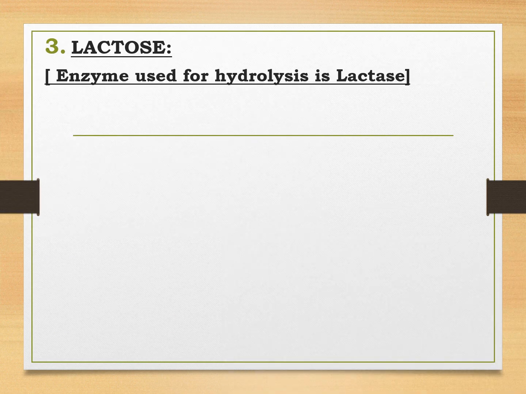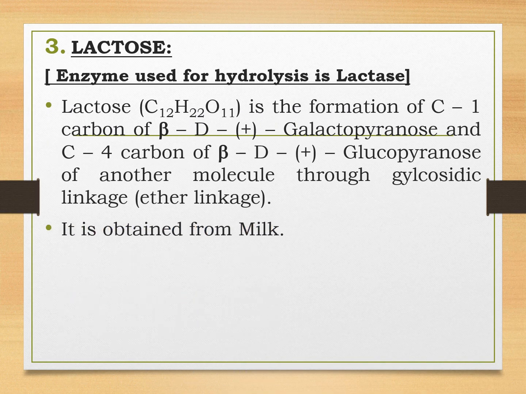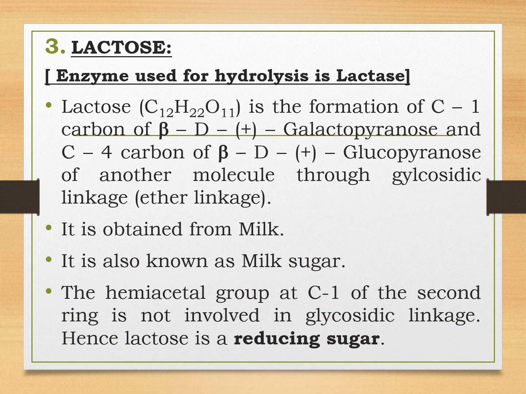Now students, let us see the theory behind lactose. You should always remember the formula for lactose, that is C12H22O11. Sucrose, maltose and lactose have the same molecular formula. You have to keep that in your mind. It is C12H22O11. So what is involved in the formation of lactose? Galactose and glucose. The C1 carbon atom of galactose and the C4 carbon atom of glucose are involved in the formation of lactose.